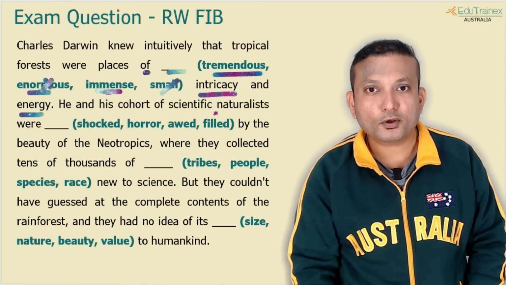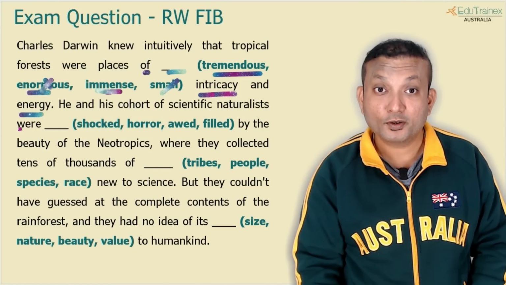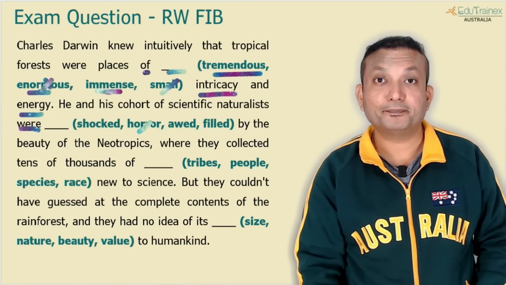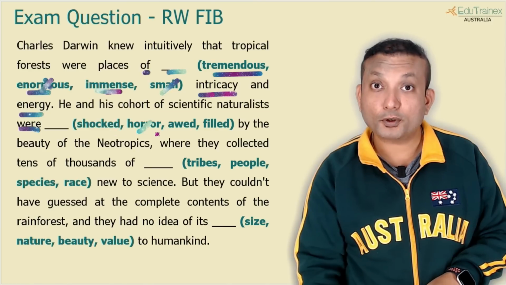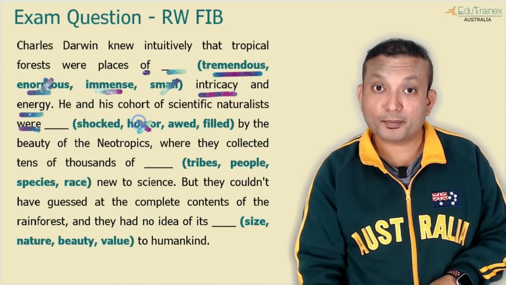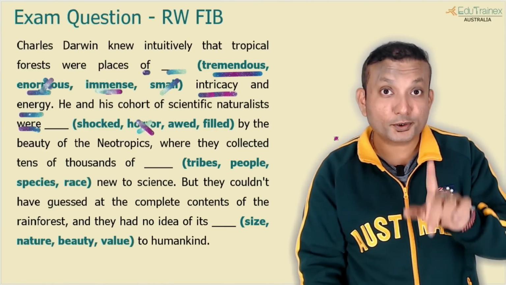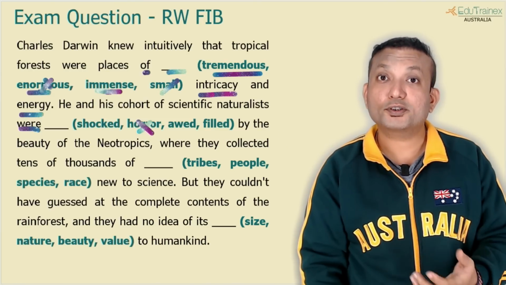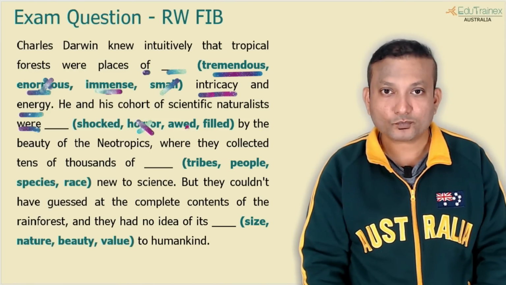He and his cohort of scientific naturalists were dash, where we need a past tense verb, eliminate horror straight away. Okay, now the remaining three. See, this is a trap as well for you. If you thought horror was the answer, it is in the wrong grammar form, so you have to eliminate it. Shocked, awed, and filled. This is a clue to you. Three words were given in the verb 3 form. Why was this one not given in the verb 3 form? Could be a trap. So eliminate it.